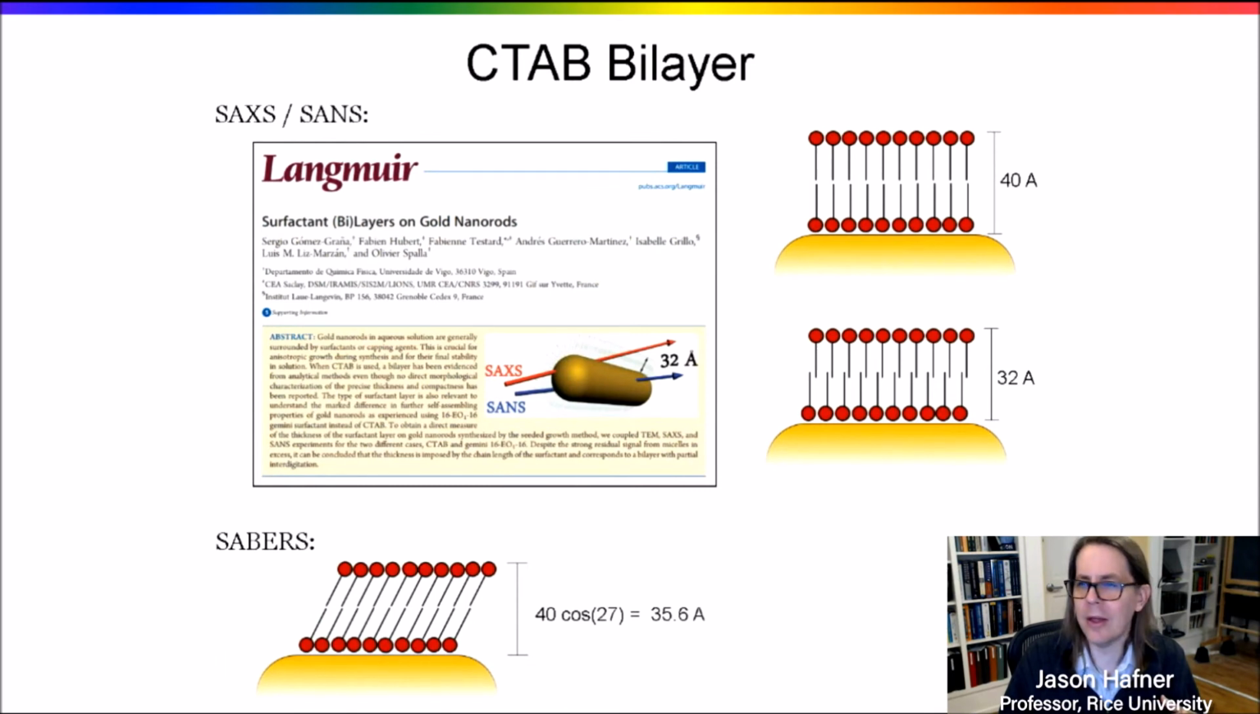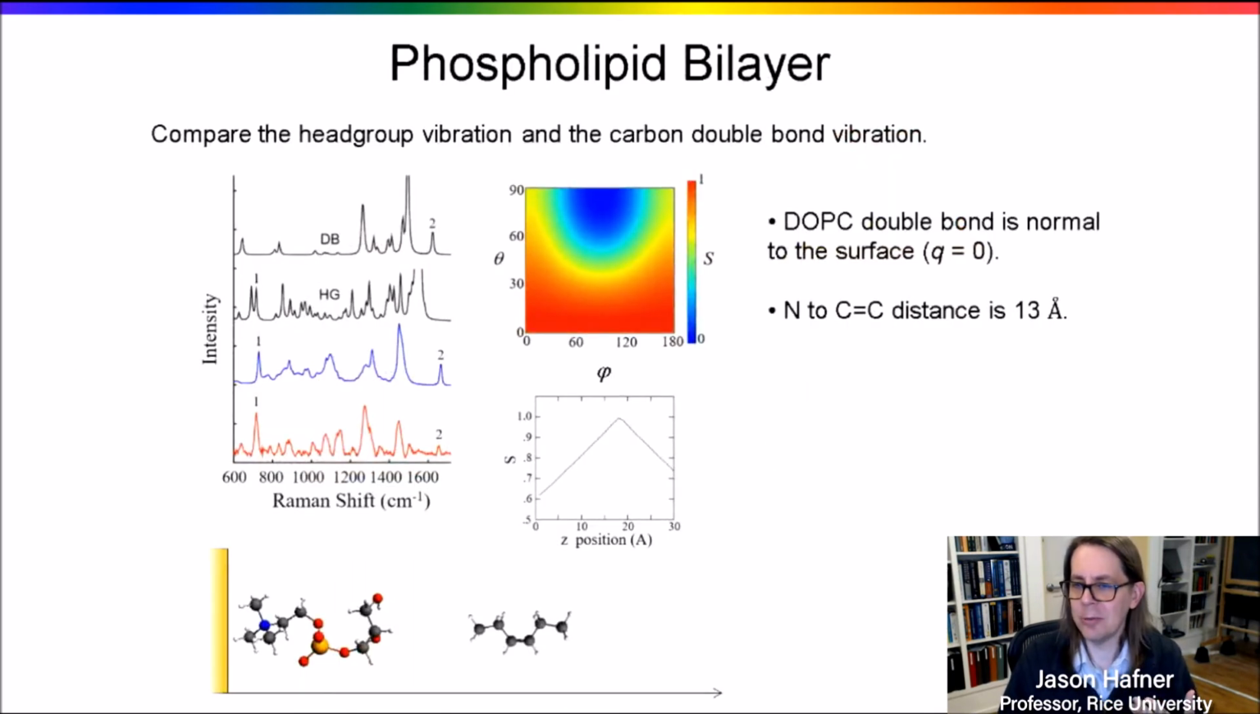The next slide is the phospholipid bilayer. So now we're actually doing the lipids, and now is when it gets complicated. But we looked at the lipid molecule as two molecules because we can't actually do the DFT on a full lipid, it's too big.